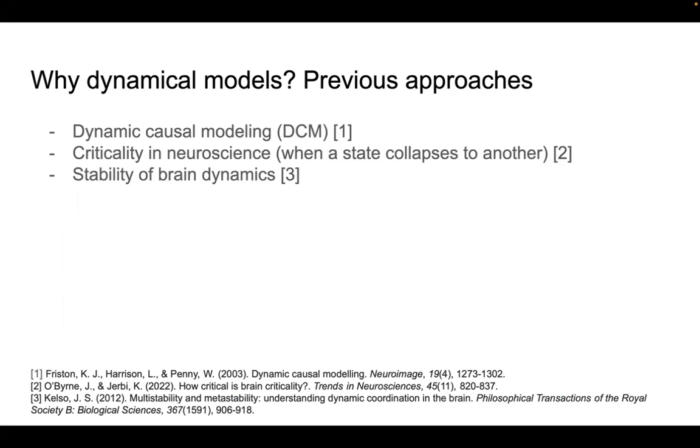So what are some other approaches? Dynamic causal modeling is an approach that was developed by Carl Friston in the early 2000s that people have worked on. Criticality in neuroscience is a big thing where we look at, for example, when a state collapses to another.